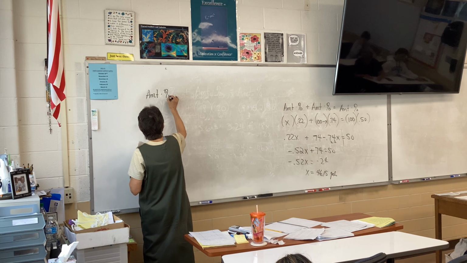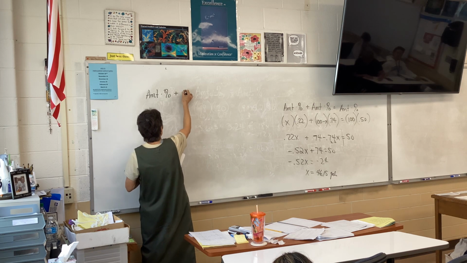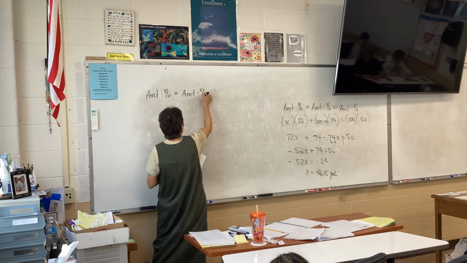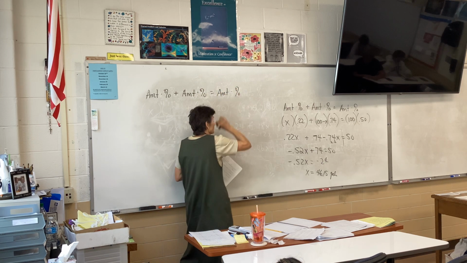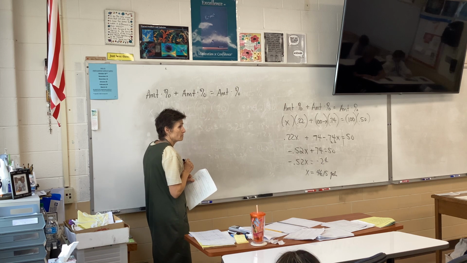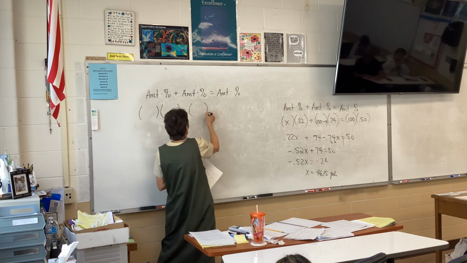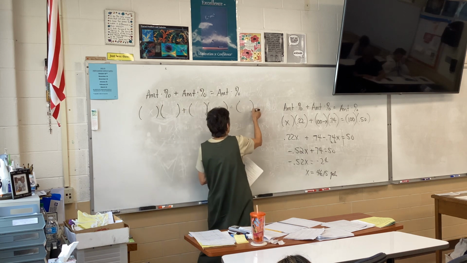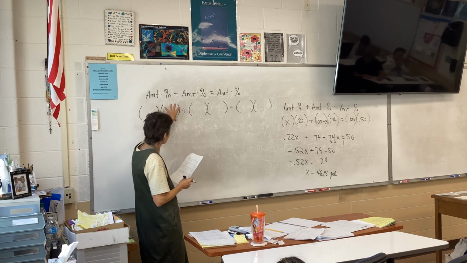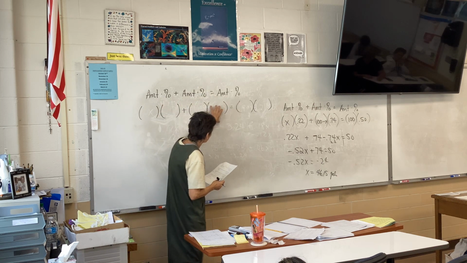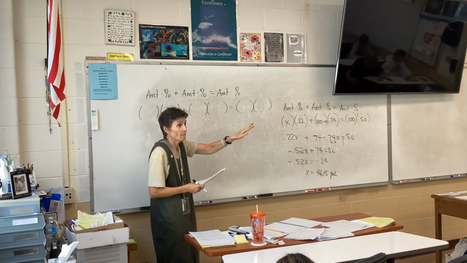So, please write down on your paper, there's plenty of room there. Write down amount times percent plus amount times percent equals amount times percent. And then I have my parentheses, so amount times percent, amount times percent, amount times percent. All right, so let's fill them in.